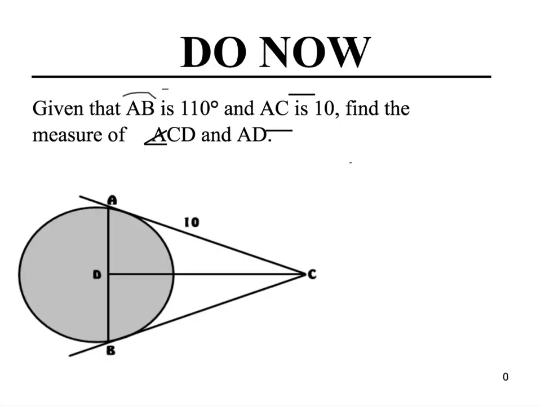Given that arc AB is 110 degrees and the length of line segment AC is 10, find the measure of angle ACD and line segment AD. When I take a look at this picture, the first thing that I notice is I have two tangent lines that are extending from the same external point, and that's C. And if you have that, you can assume that these two tangent segments from C are congruent.